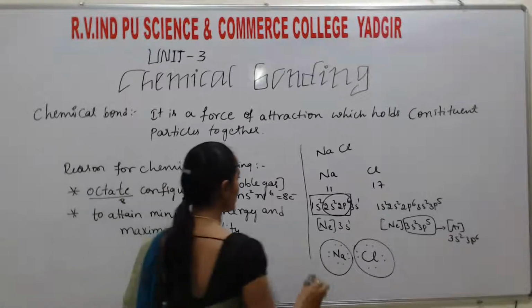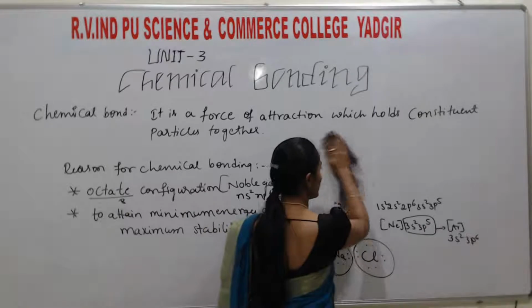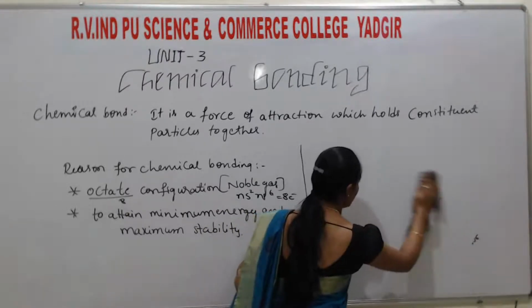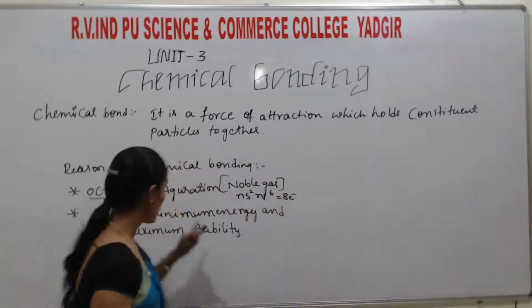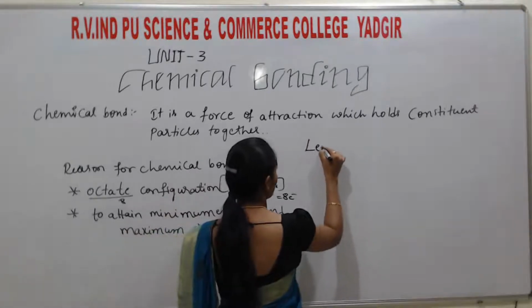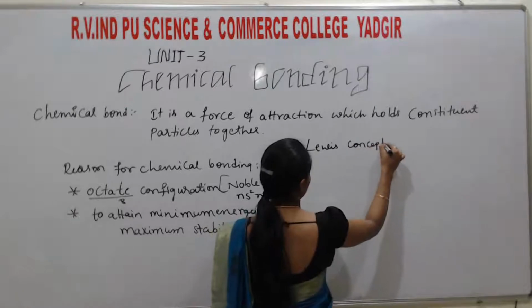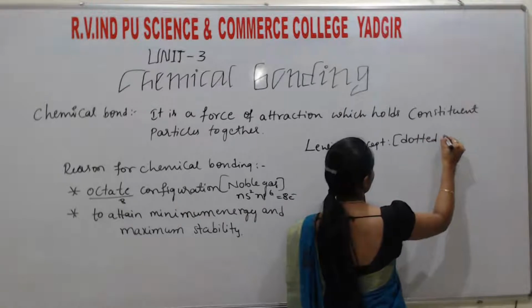Okay, students, in chemical bonding, the first thing is the Lewis concept. First we have to know the valence electron, and this octet configuration is explained by the Lewis concept, which is also called the dotted structure.